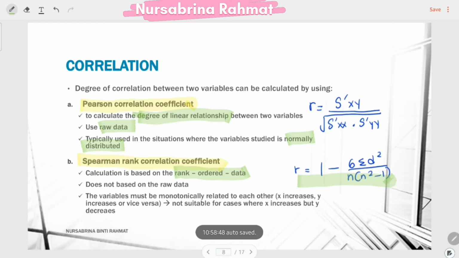So this coefficient is not based on the raw data, but on the data that we tabulate first. It is normally used for variables which are monotonically related. What does monotonically related mean? It means that when variable X increases, variable Y must increase. There must be a strong relationship between these two. It does not work when X increases and Y decreases. So that is the Spearman Rank Correlation Coefficient.